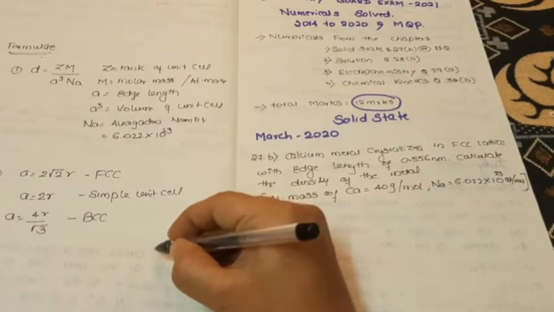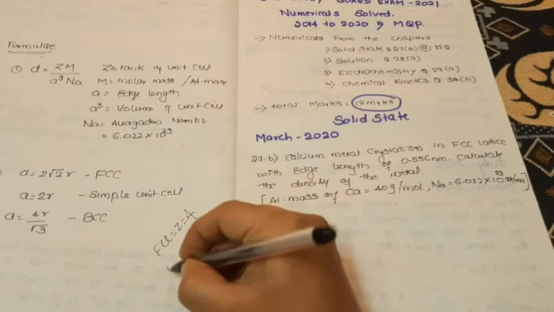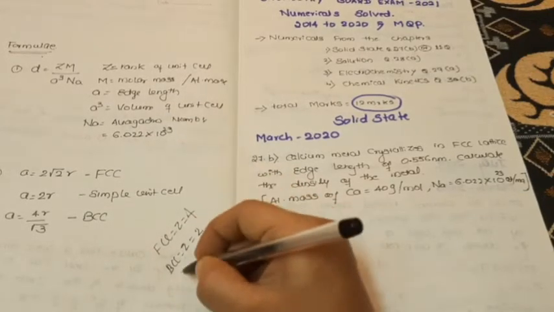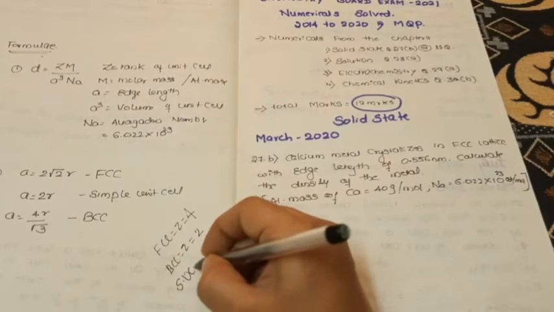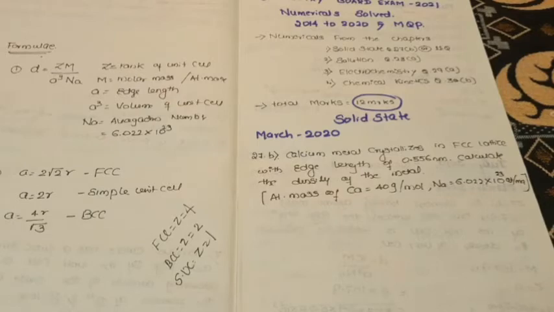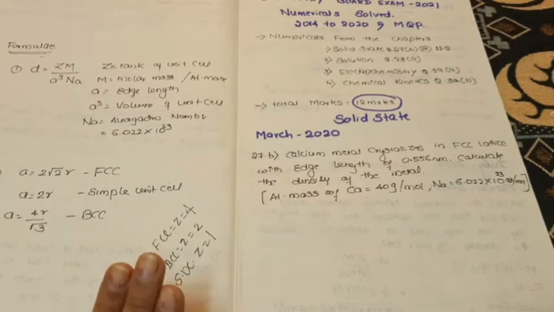I'm going to write: for the FCC, the Z value is how much, dear students? 4. For the BCC, the Z value is 2. And for the simple unit cell, the Z value is 1. You have to remember all these values. So Z is the rank of a unit cell or number of atoms.